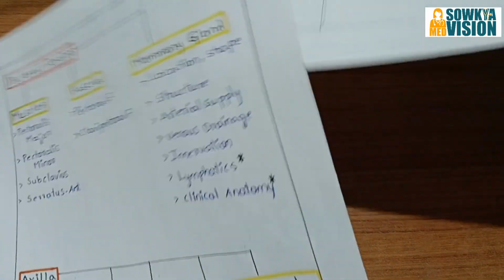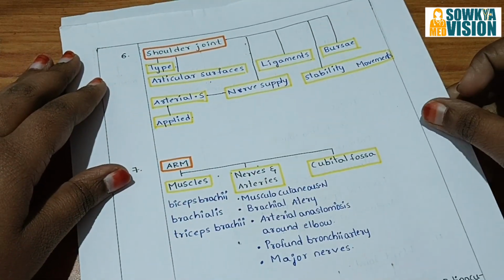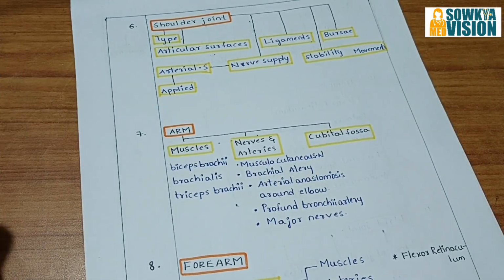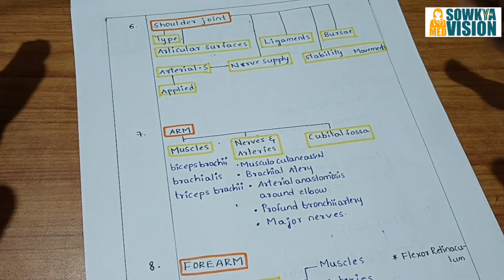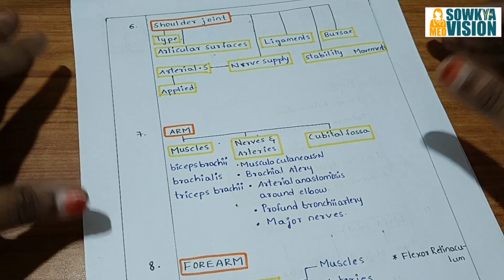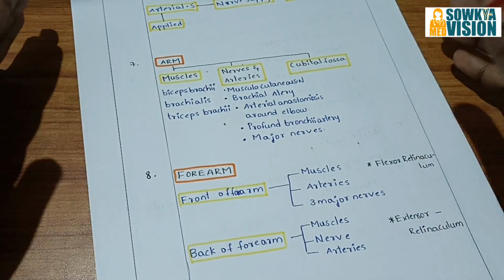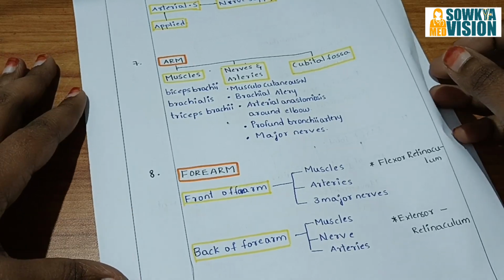And then we will discuss the shoulder joint, the major joint of the upper limb. And then the arm region, the main region of the upper limb, and the bones in it, the muscles, nerves, arteries, and the main fossa of upper limb, the cubital fossa. And then the forearm. We will discuss the forearm muscles, arteries, and the back of forearm and front of forearm.